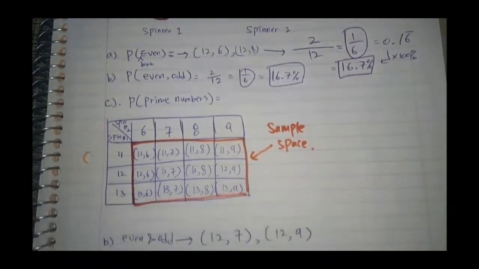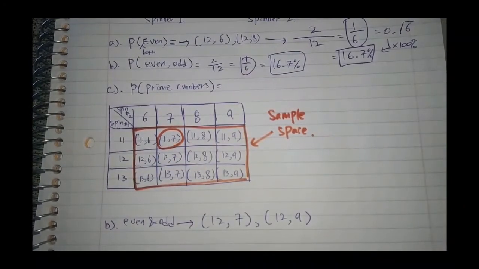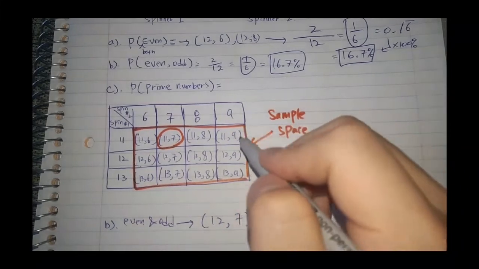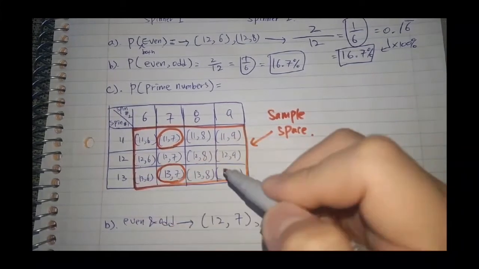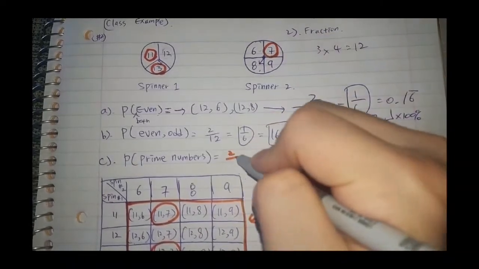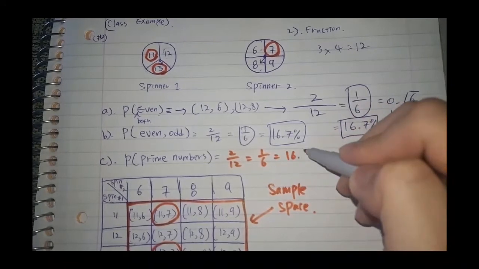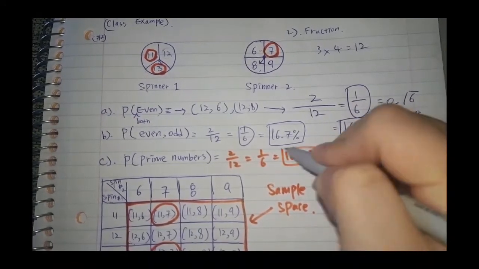So 11 and 7 combination is possible over this area. And 13 and 7, that's over here too. So long story short, this example turned out to be 2 over 12, which is 1 over 6, 16.7%. Same as last time.